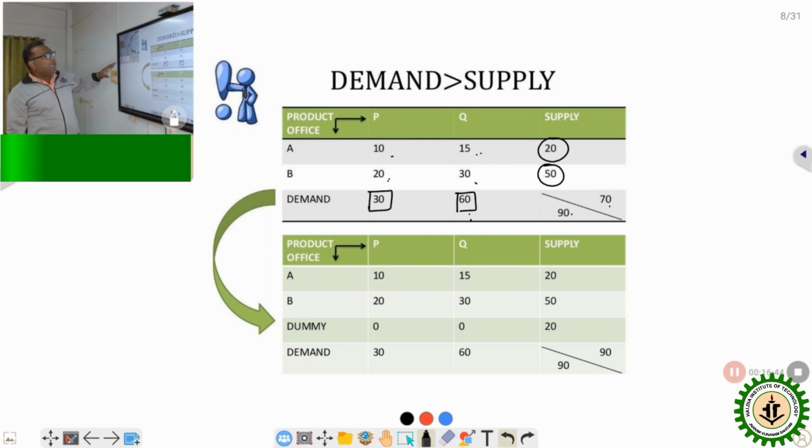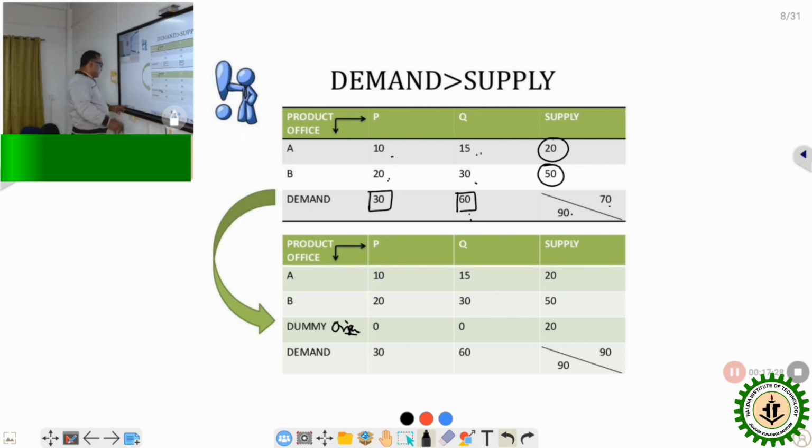At that time, we will add a dummy row, or you can say a dummy origin, whose transportation cost is zero, but we are considering that the dummy origin has 20 units of supply. So now you can see that the supply amount and the demand amount are the same. So we can go for the next process, the solution of the technique. So let's check it out.